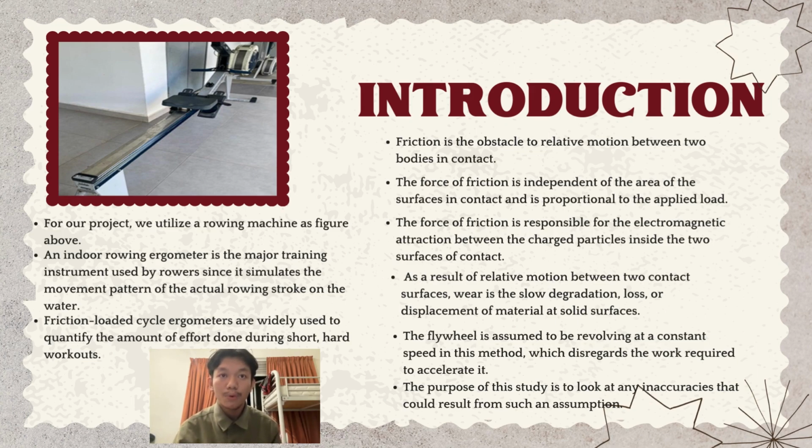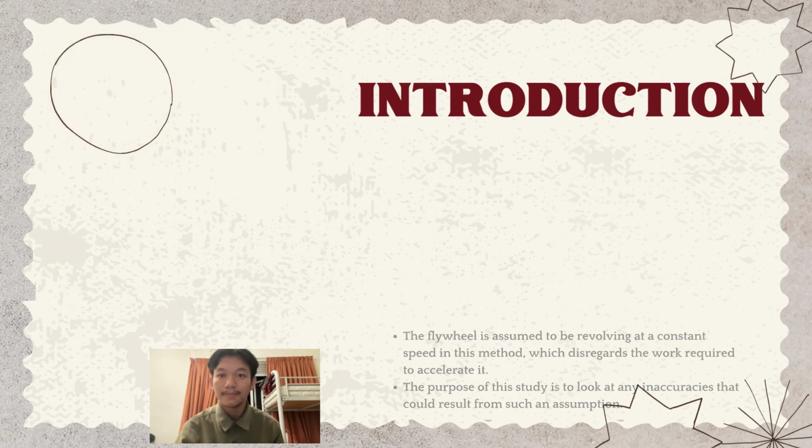For our project, we utilize a rowing machine as figured above. An indoor rowing ergometer is the major training instrument used by rowers since it simulates the movement pattern of the actual rowing strokes on the water. Friction-loaded cycle ergometers are widely used to quantify the amount of effort done during short, hard workouts.